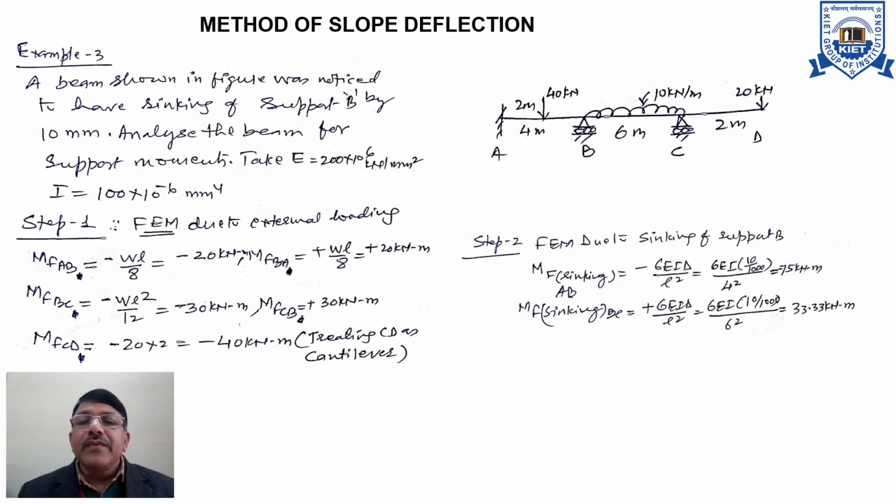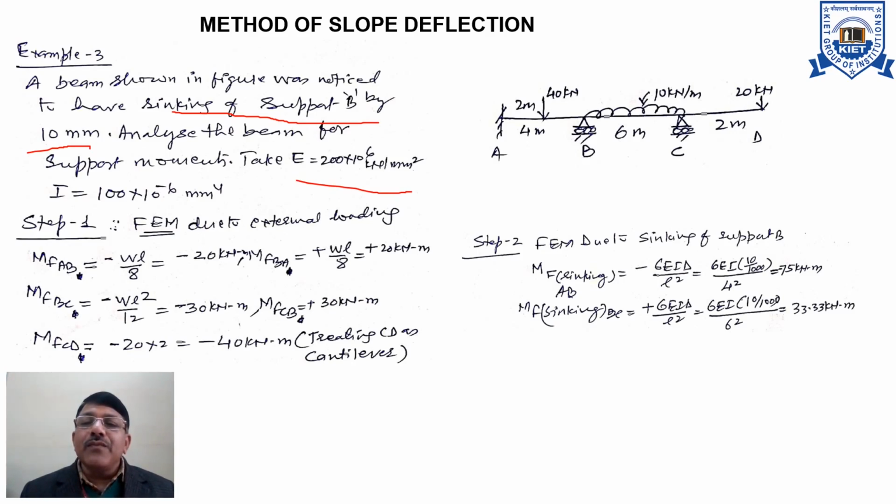The other two spans, AB and BC, have lengths of 4 meters and 6 meters. Span CD has a length of 2 meters. Loads are shown in the problem, and it has been told that the support B sinks by 10 mm. You can notice here the values of E and I have also been mentioned in the problem.